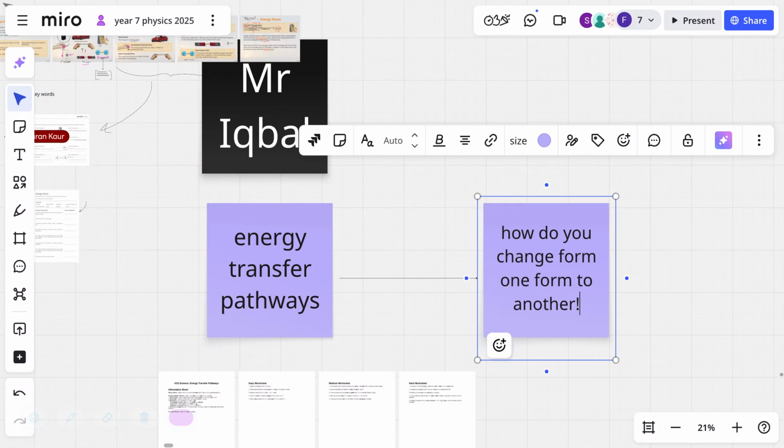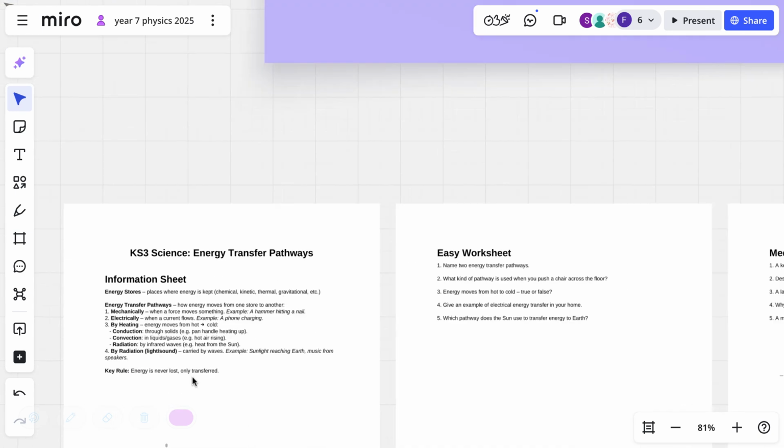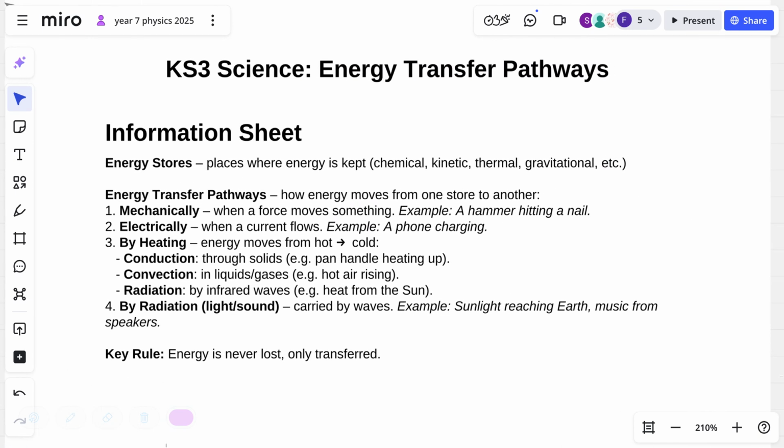All right. You cannot create or destroy energy. That is a fundamental principle of physics. You just can't do it. All you can do is change it from one form to another. That's it. And how you do it is through an energy transfer pathway. And these are the things that we're going to learn today.